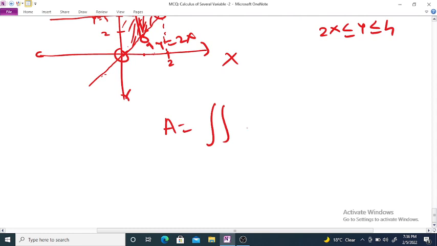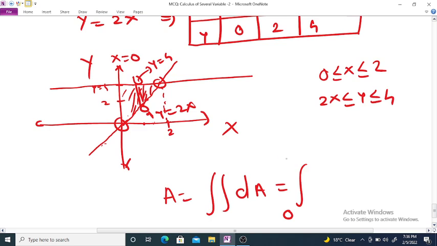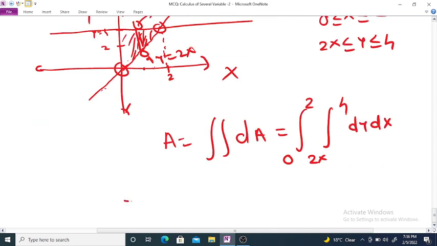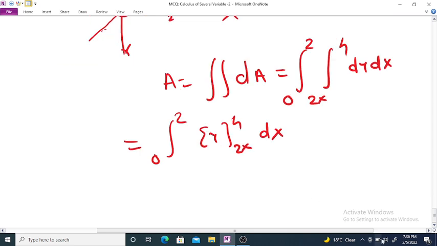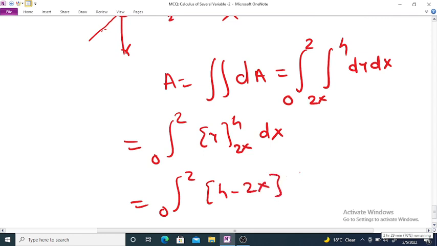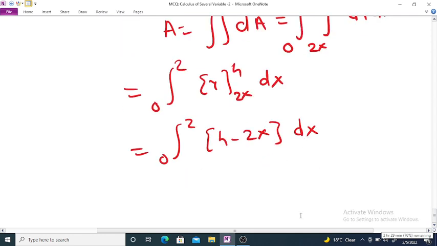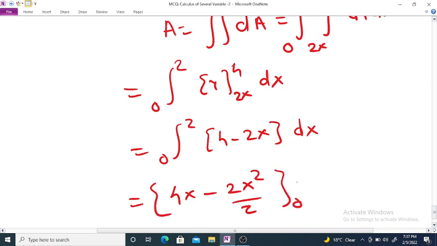Area is equal to the double integration of dA. So this is equal to the integral of x from 0 to 2 and y from 2x to 4, dy dx. The integration of dy is y from 2x to 4, dx, and this is equal to the integral from 0 to 2 of (4 minus 2x) dx. It is equal to 4x minus x squared, with the limit from 0 to 2.